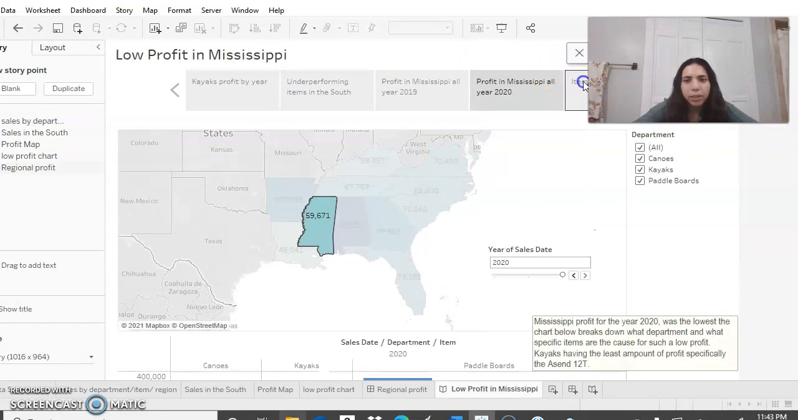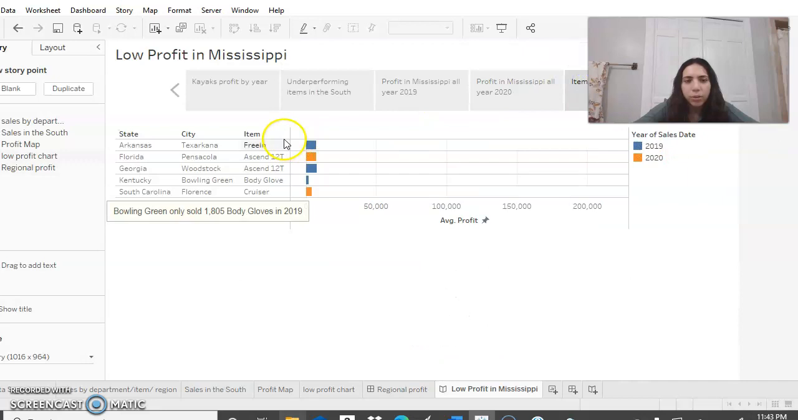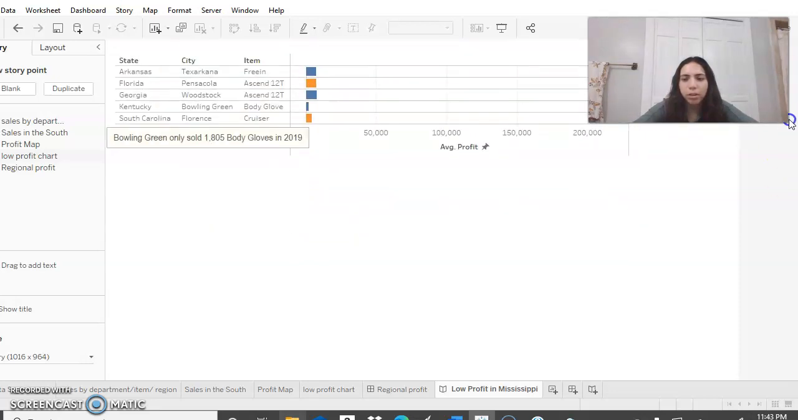And for the final one, it's just the total items lost in 2019, which we already lost 1,800 in 2019, which is really low. And that's all my story.